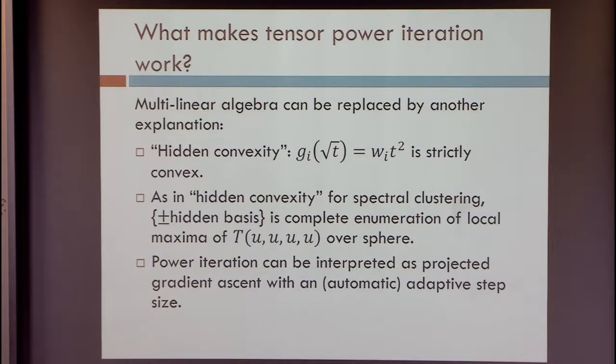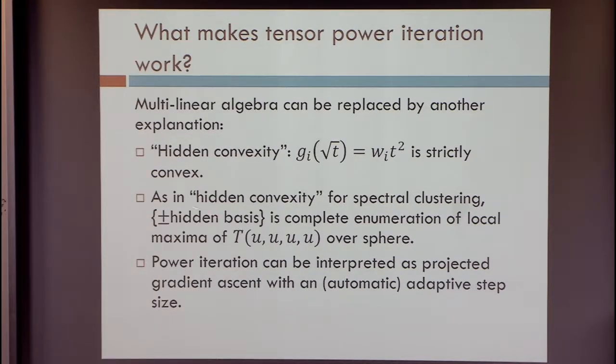Once you write that, you can try to use what I said before about hidden convexity to think about why power iteration works for the orthogonal tensor decomposition problem. So here is one way of thinking about it. The previous discussion would say that there is a hidden convexity property there, because the contrast functions gi, when evaluated at root t, are quadratic. It's wi t squared for the tensor decomposition problem, and this is a strictly convex function.